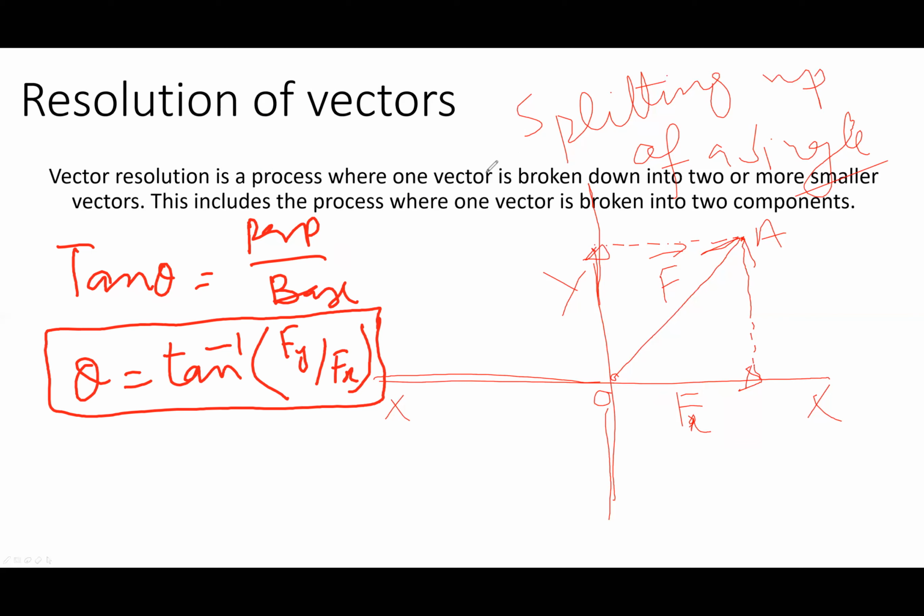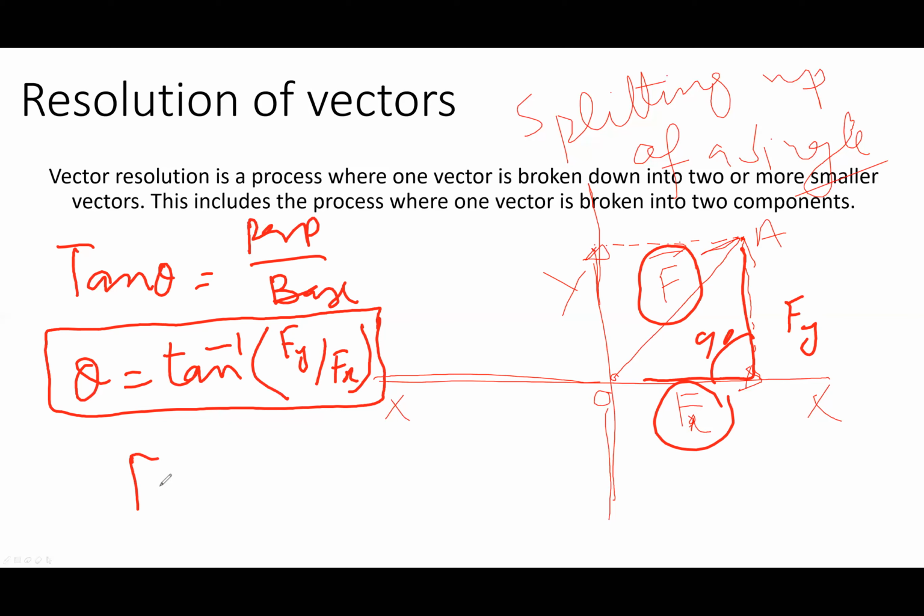We have split up vector f into its horizontal component and vertical component, which are at an angle of 90 degrees with each other. So they are called rectangular components. The splitting up of a single vector into its rectangular components is called resolution of vector.